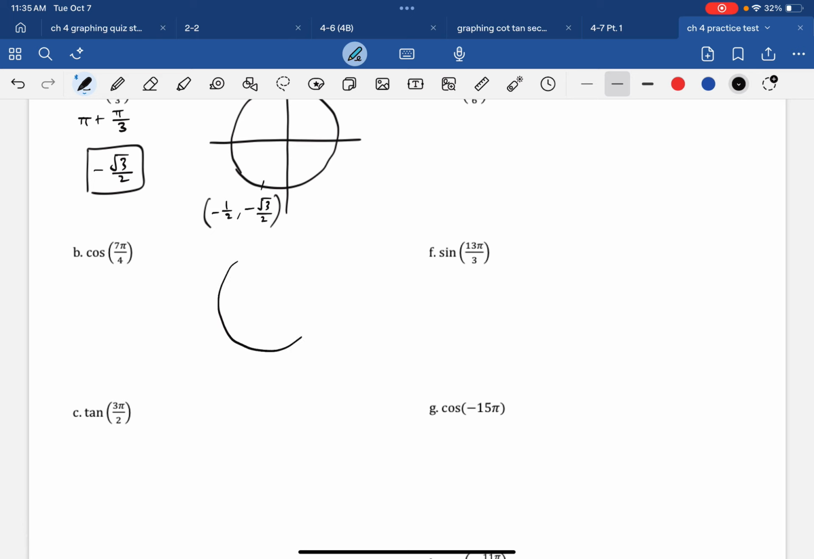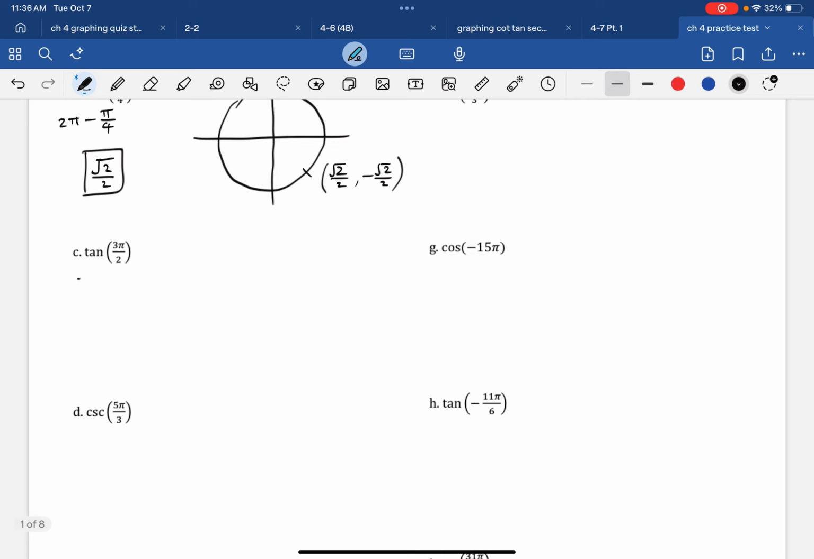Next, 7 pi over 4. That's just 2 pi minus pi over 4. So I'm going to be right here. And the coordinates at that point are root 2 over 2, comma, negative root 2 over 2. And so my cosine is the x value. So the answer is root 2 over 2.